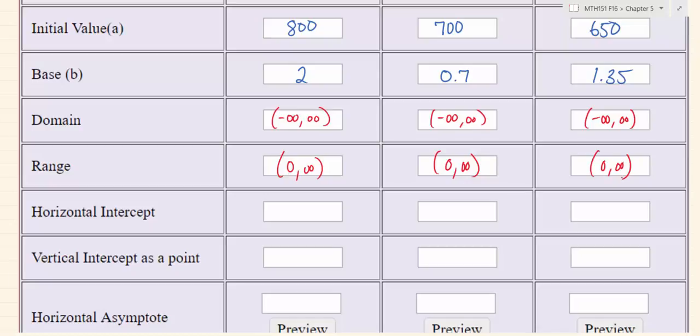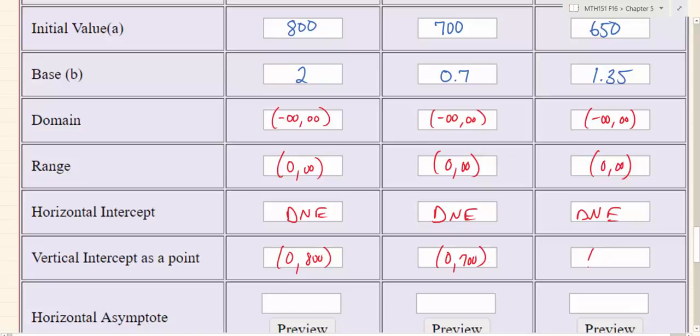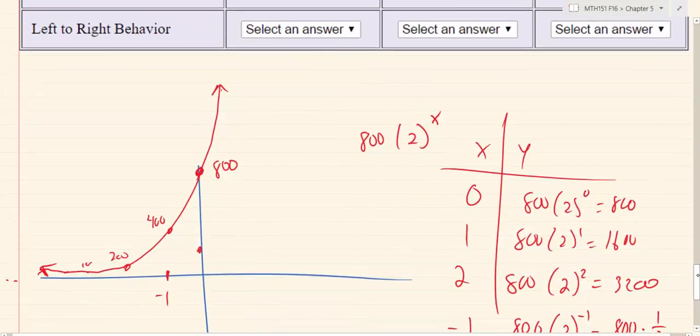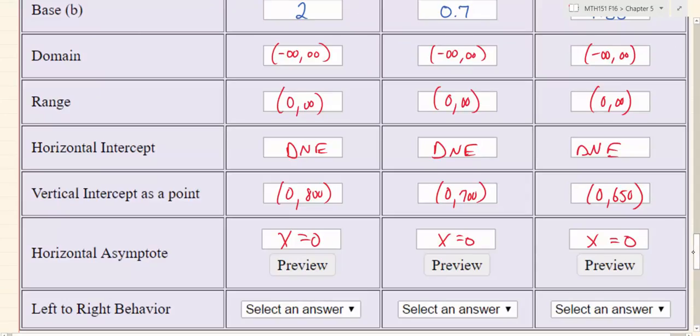What is the horizontal intercept? In other words, where does it go through the x-axis? It doesn't. Where does it go through the vertical intercept? That's your initial value. So 0, 800; 0, 700; 0, 650. Where's your horizontal asymptote? Remember on this graph, there's a horizontal asymptote right along here. That's where your horizontal asymptote is. Is there a vertical asymptote? No, no vertical asymptote.